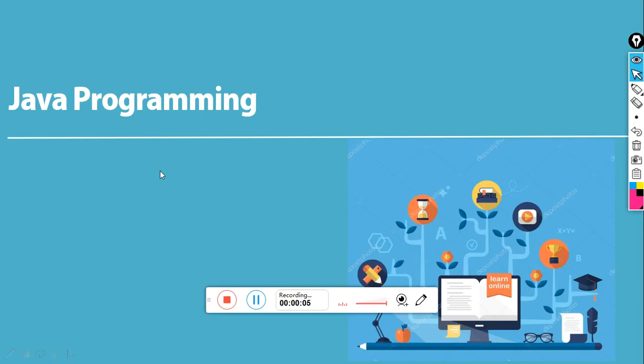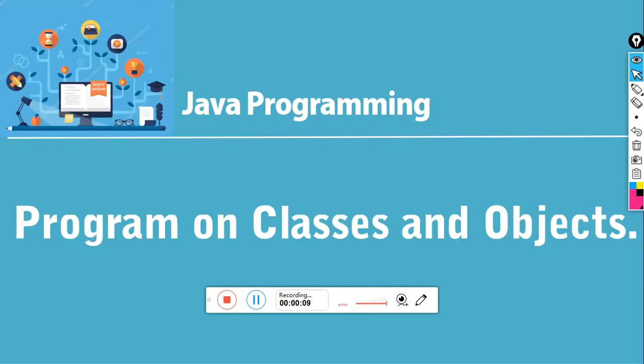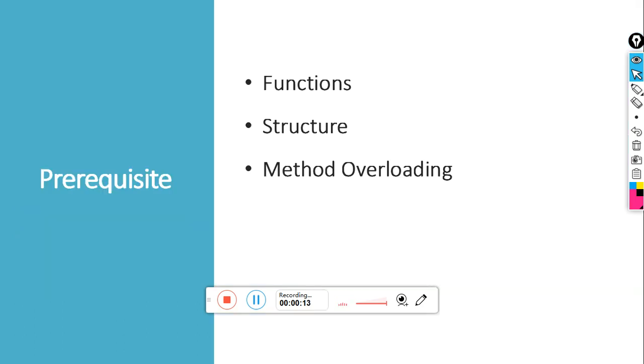In this video series, we are covering the practicals on object-oriented programming using Java. Today we will be talking about programs on classes and objects. The prerequisites for this practical are functions, structure and method overloading.